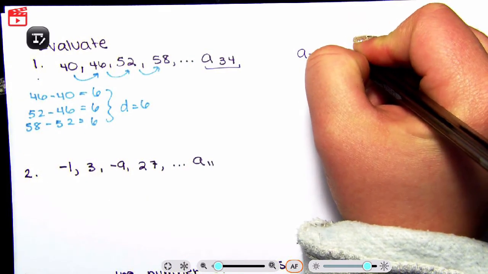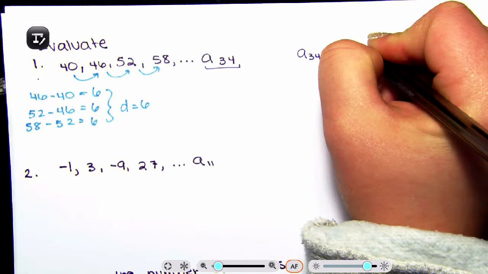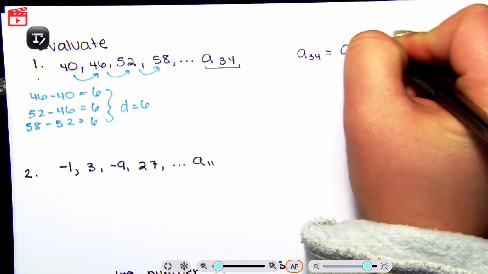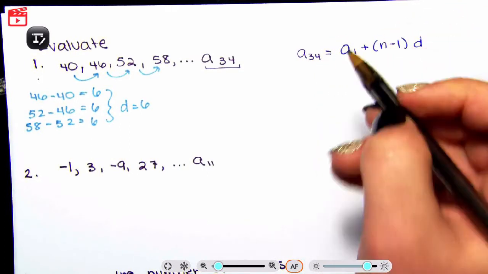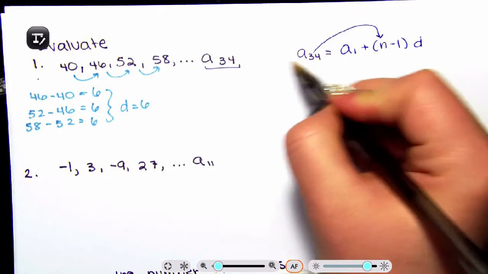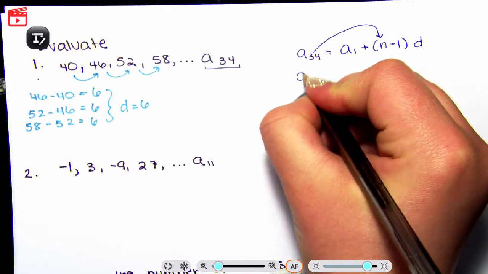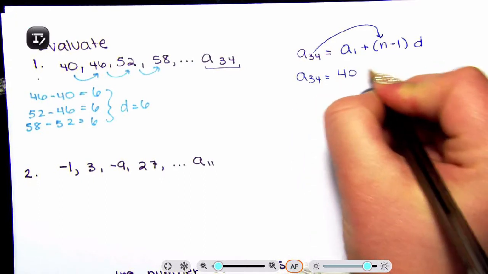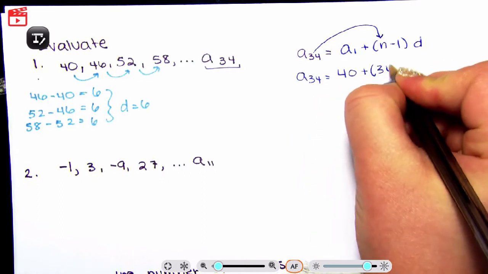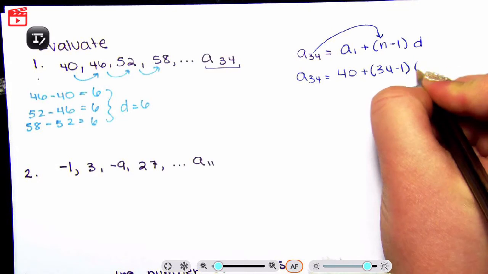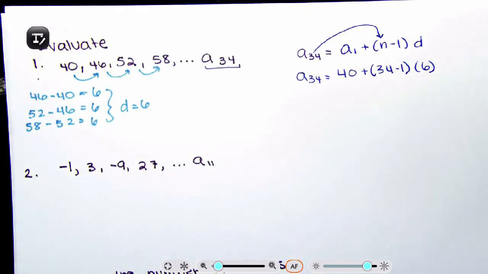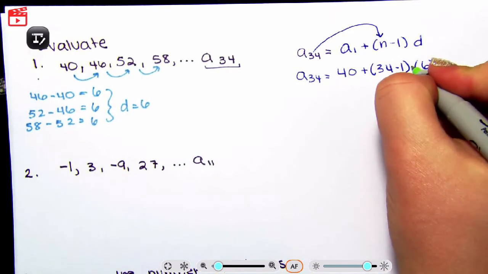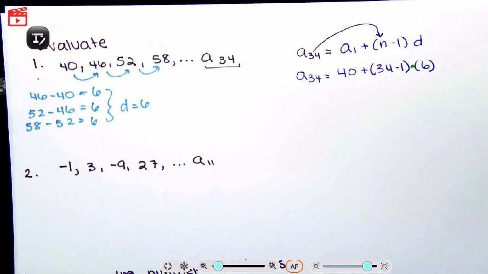So I have a sub 1 plus n minus 1 times d. In this case, we already know what n is because we are looking for the 34th term. So I have a sub 34 is equal to a sub 1, which is 40, first term in the sequence, plus 34 minus 1 times our common difference, in this case is 6. Make sure that you are aware that you have multiplication between your n minus 1 and your common difference.